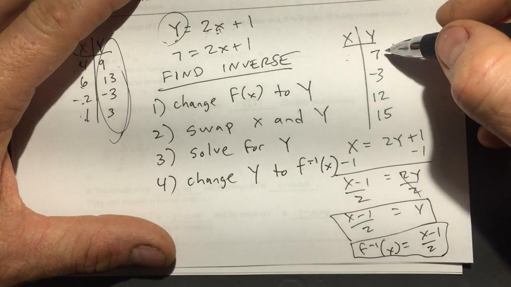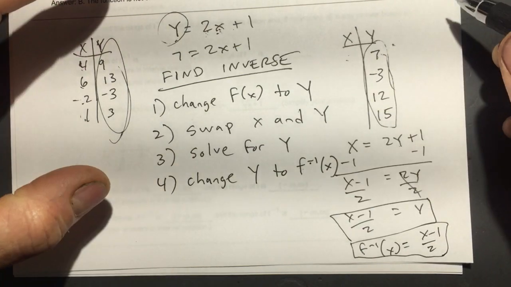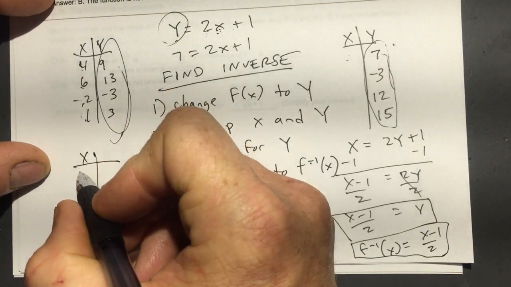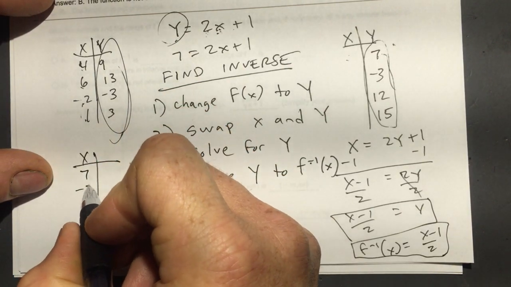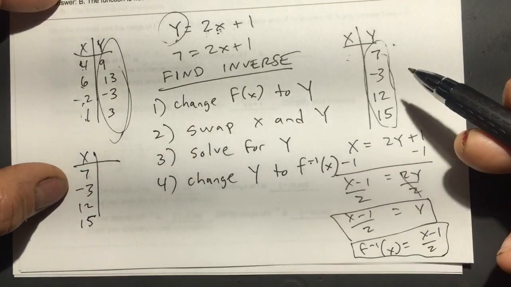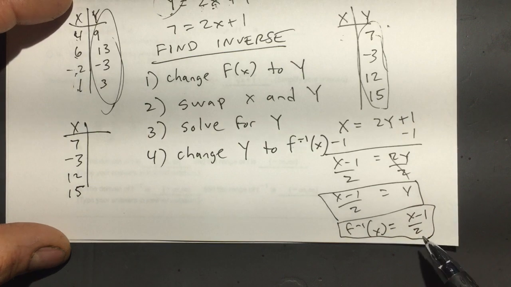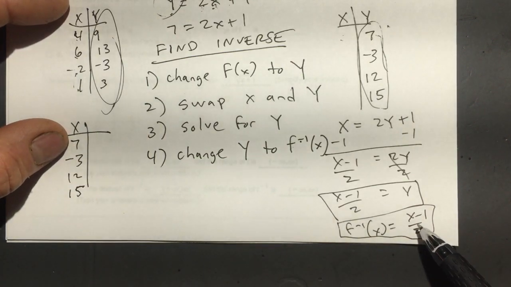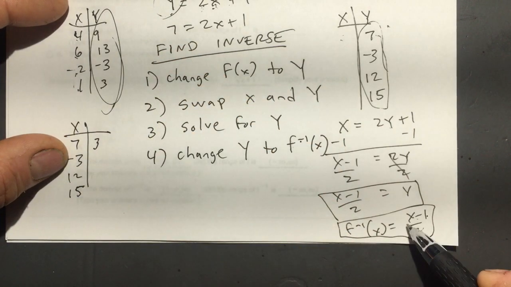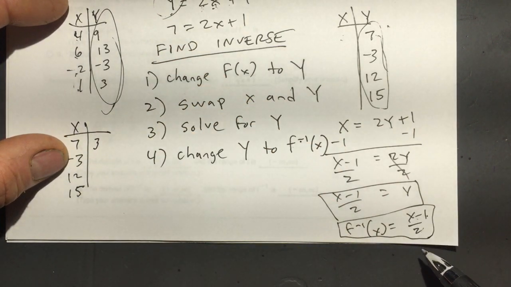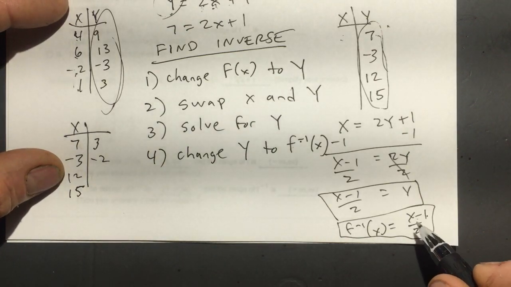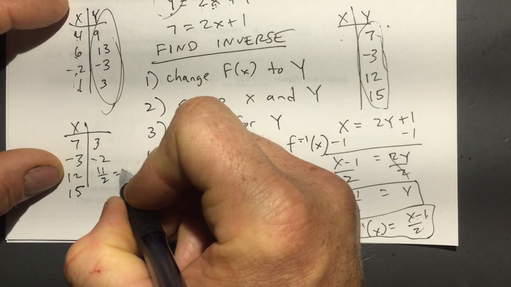And so what that means is these y values I wanted, I could put those in as x values like I did over here a while ago. So I have the x values, 7, negative 3, 12, and 15. Now I could put those in as x values in this function. So if I do 7 minus 1 that would be 6, 6 divided by 2 would be 3. And if I put negative 3 in there, negative 3 minus 1 would be negative 4, divided by 2 would be negative 2. And then 12 minus 1 is 11, 11 divided by 2 is 11 halves, or 5.5.